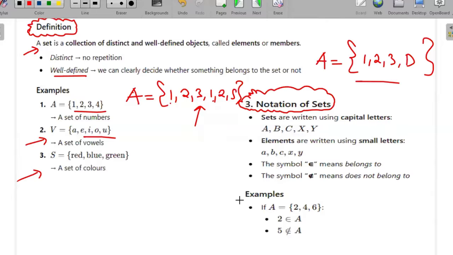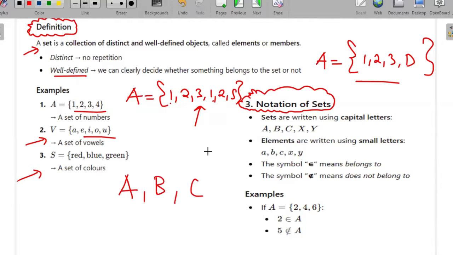Now when it comes to the notation of these sets, we are going to be describing a set using a capital letter, meaning like A, B, C, and so on. We're going to be describing a set using a capital letter.